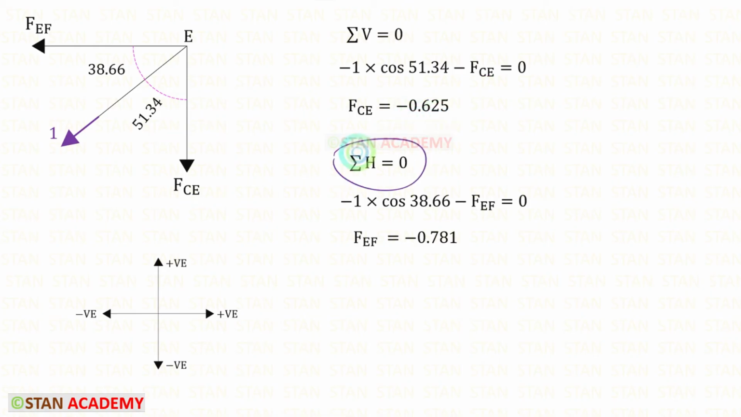Let us apply this rule. Unit force is inclined. We have to resolve it in the horizontal direction. To keep it horizontal, we need this angle. So with the unit force, we have to multiply cos 38.66. Since it is acting towards the left side, it will be negative. FEF is also acting towards the left side, so it is also negative. For FEF, we will get this.